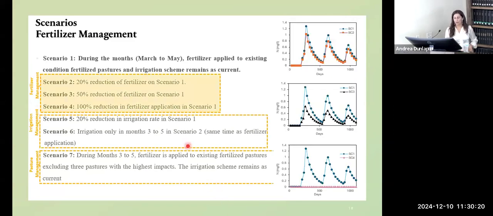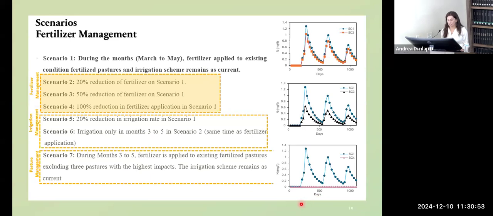For the fertilizer management scenarios, I have each result here compared with the base scenario. The first one compares a 20% reduction, and as we expect, it's not that much reduction in nitrate. The second one is 50%, which is a very good reduction in nitrate. And the last one, when we have no fertilization applied, of course there is no nitrogen in the system.